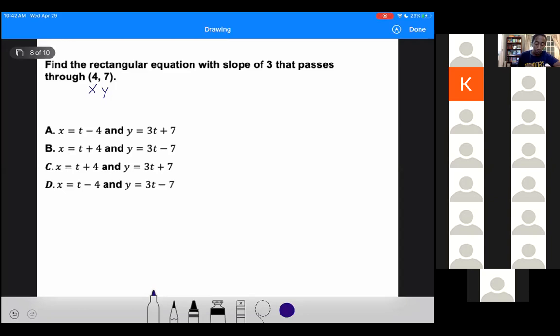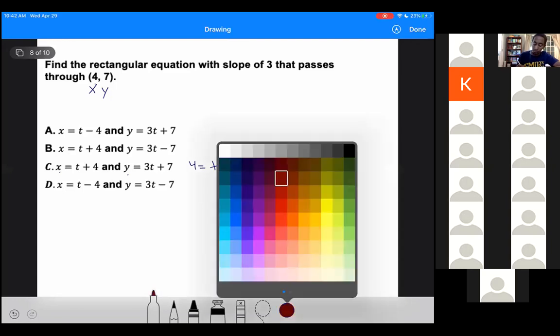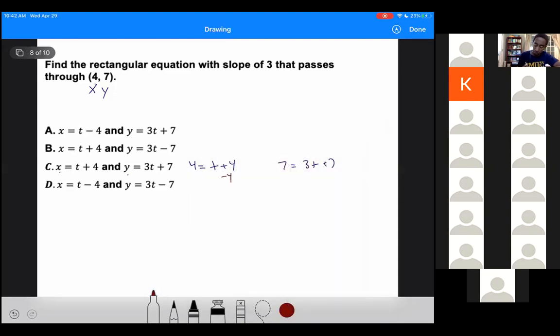So you plugged in 4 for x. So 4 equals t plus 4. And you plug 7 in for y. 7 equals 3t plus 7. And you solve for t. Yes. This is t equals 0. Divided by 3, that's also t equals 0. Okay, and so you said because the t's were the same, therefore it's that. Is that why it's that one? Or you said something about the slope? I didn't understand. Yeah, because I tried this one because the t were the same.